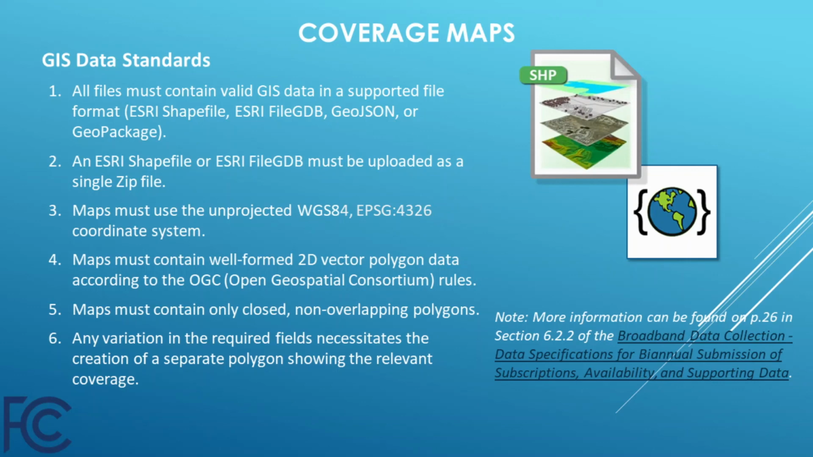Fourth, GIS files must contain well-formed 2D vector polygon data, according to the Open Geospatial Consortium, or OGC, rules. Fifth, GIS files must contain only closed non-overlapping polygons. And sixth, any variation in any of the required fields necessitates the creation of a separate polygon showing the relevant coverage. Each polygon must have a single value for each of the following fields: technology code, maximum advertised download speed, maximum advertised upload speed, low latency flag, and business residential code.